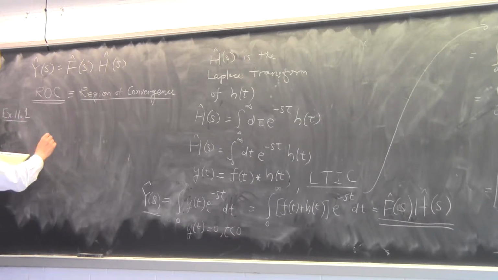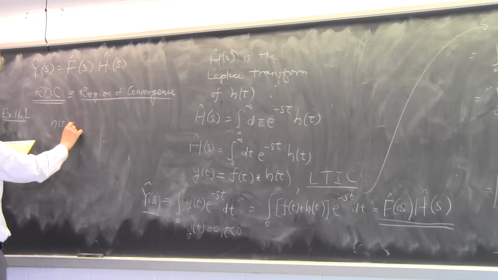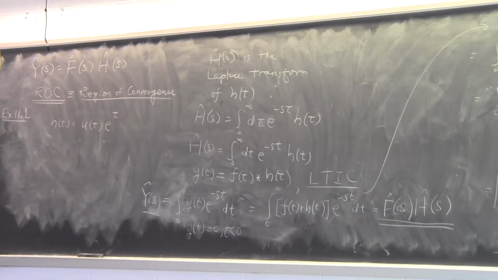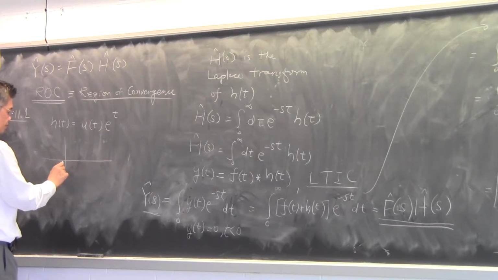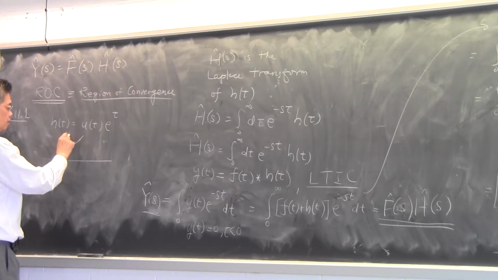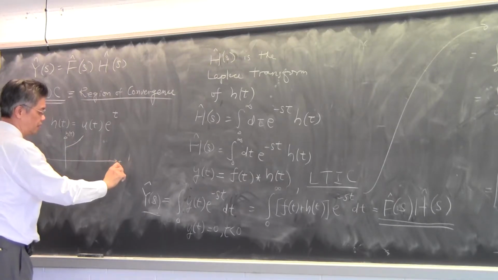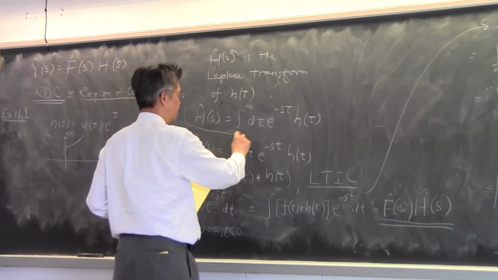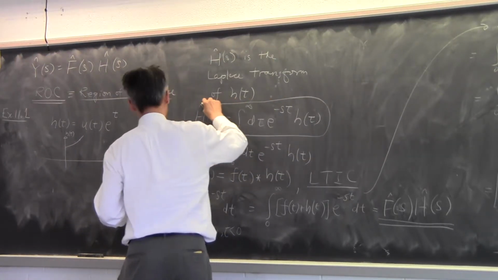Example 11.1 says that if my impulse response is something of this form, okay, this is a function that is exponentially growing. And its Fourier transform actually does not exist, but we can find its Laplace transform. What is the Laplace transform? This is the definition of what the Laplace transform is.